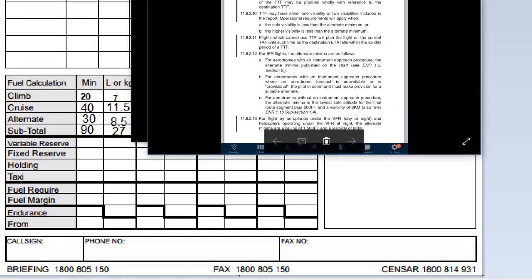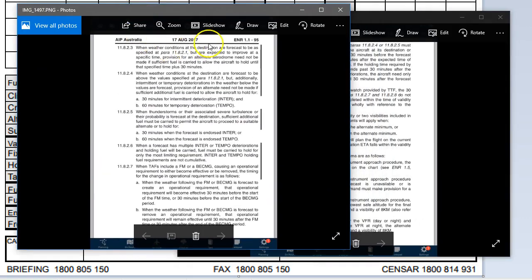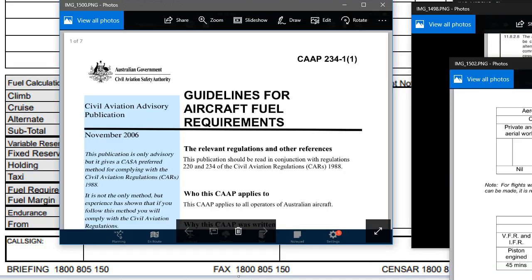Okay, so if you go to your AIP and you go to AIP 1-195, what you'll find is there's a whole section there on the requirements for holding various fuel reserves depending on the weather forecast at your destination and en route, etc. So then the other thing you want to check is this, and it's mentioned in the AIP there where I just showed you a minute ago, is this CAAP 234-1.